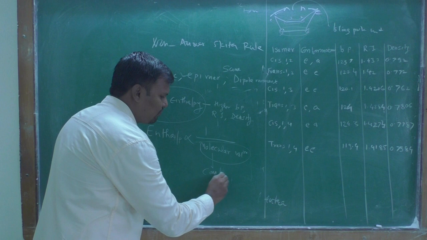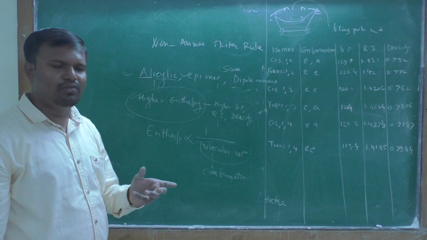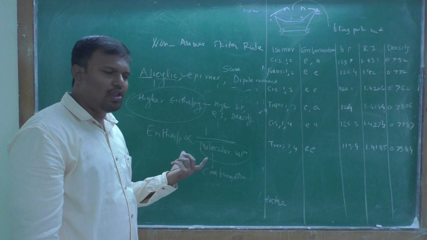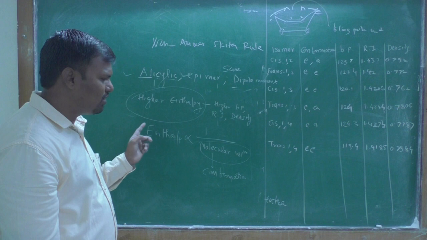Suppose we are not able to measure the enthalpy. Enthalpy is the energy content, roughly the amount of energy the molecule has. We cannot measure it, but we can measure theoretically, or by comparing two molecules, the molecular volume. And where do we get the molecular volume from? From the conformation. Since we cannot measure the enthalpy, we use molecular volume to explain this law.